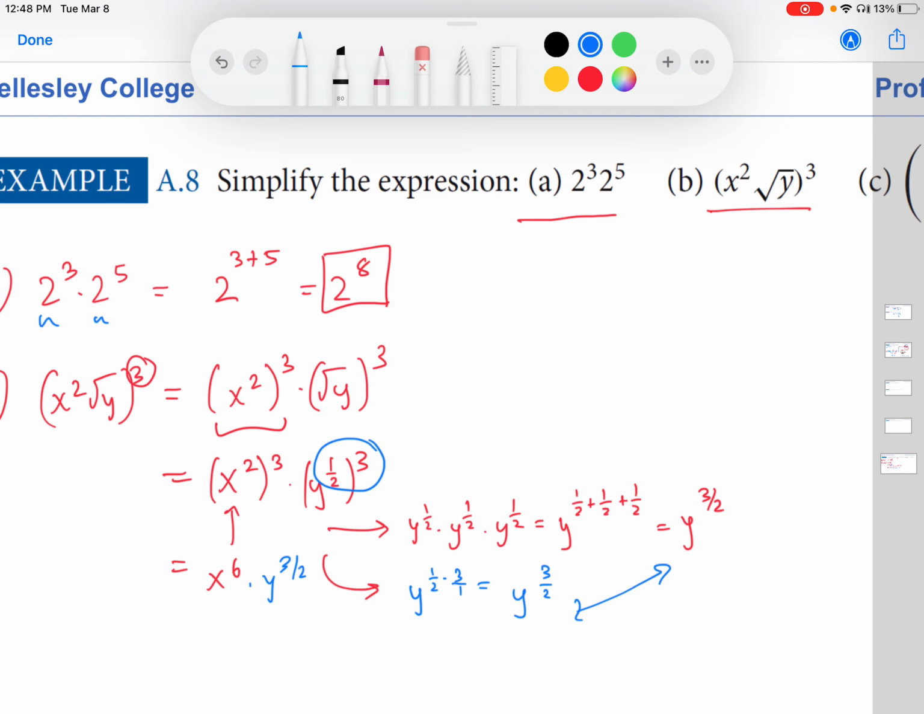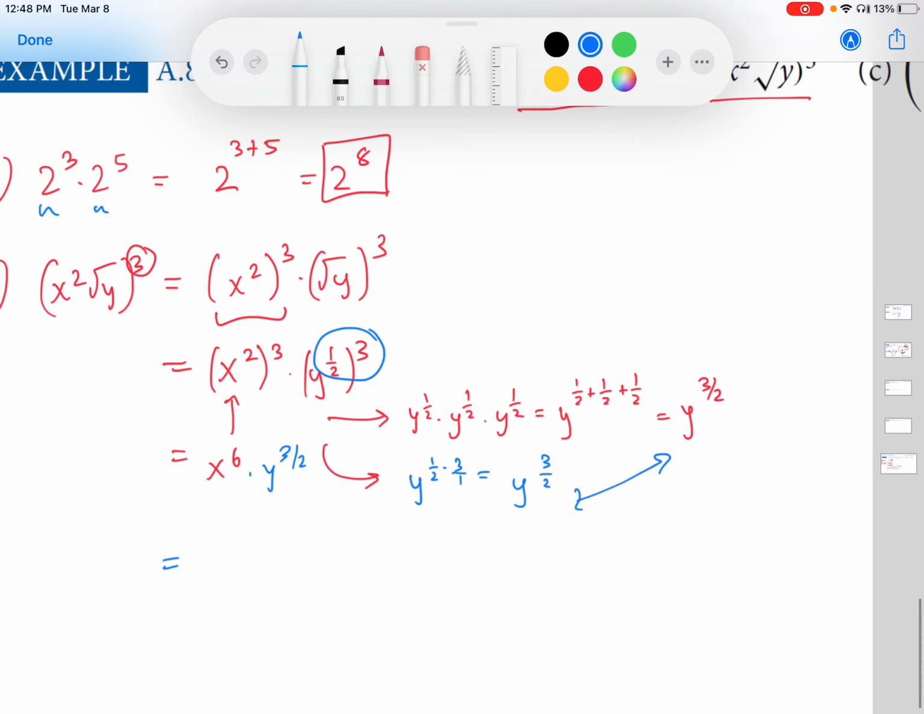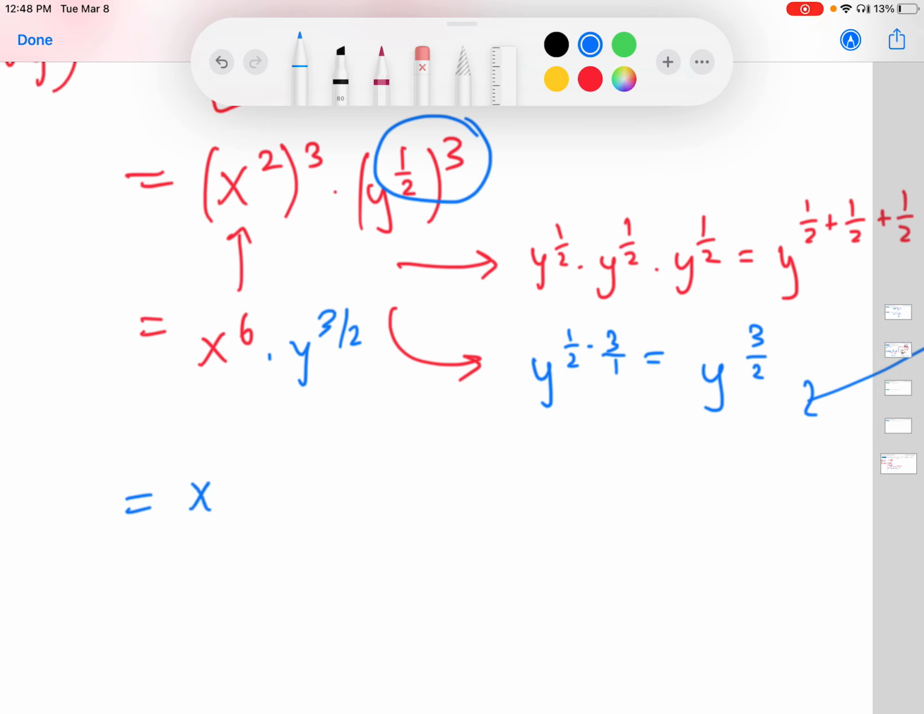We could leave that as is, but in the interest of helping you remember some of these properties, y to the 3/2 can be written as the square root of y to the third, right? So the square root sign, if it doesn't have a number here called the index, you assume that it's 2, and that 2 becomes the denominator of the fractional expression of this radical. So this is square root of y cubed.